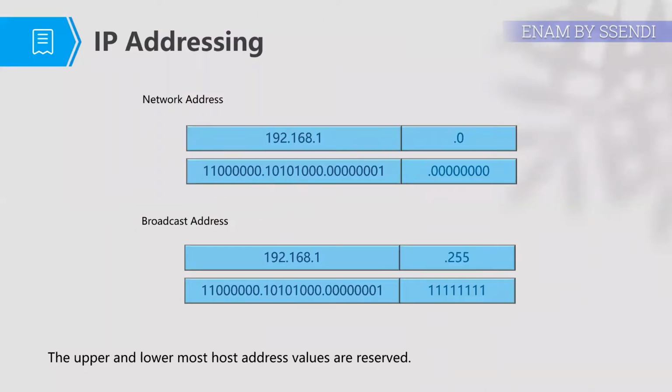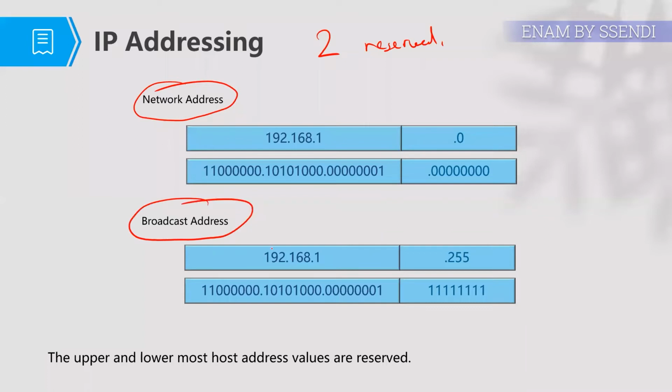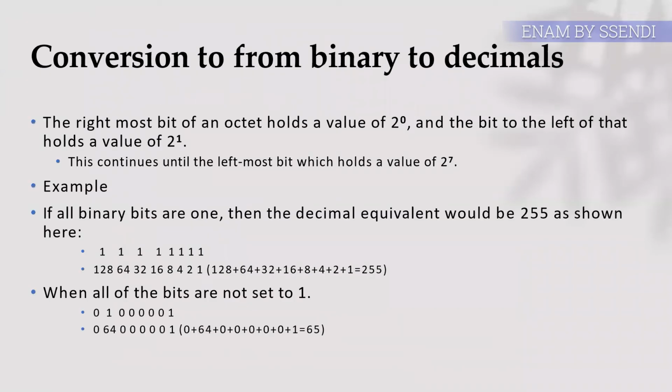We said that in any IP network, we have 2 reserved IP addresses, one being the network address and the other being the broadcast address. These addresses cannot be assigned to hosts on our network, and ideally they are not part of the valid IP addresses which can be assigned to our hosts. We have the network address and the broadcast address on every network, and we shall come to appreciate that later on when we go to subnetting.